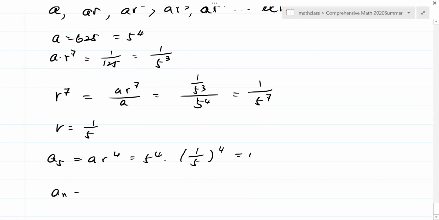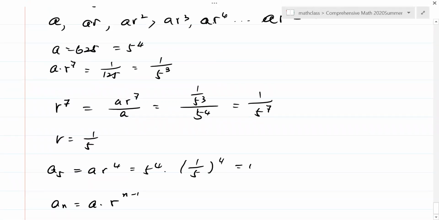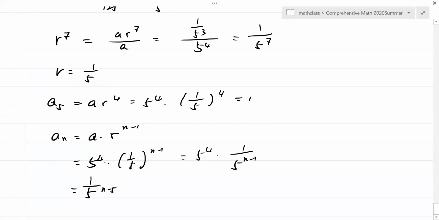So the general term is going to be a times r to the n minus 1 power. So this is 5 to the 4th power, and here r is 1 over 5 to the n minus 1 power. So you combine them, and you get a subtraction in the exponent. I think I can express it in the denominator, so it's going to be 5 to the n minus 5, actually. You can express it in this form, or you can express it in that form. It doesn't matter.